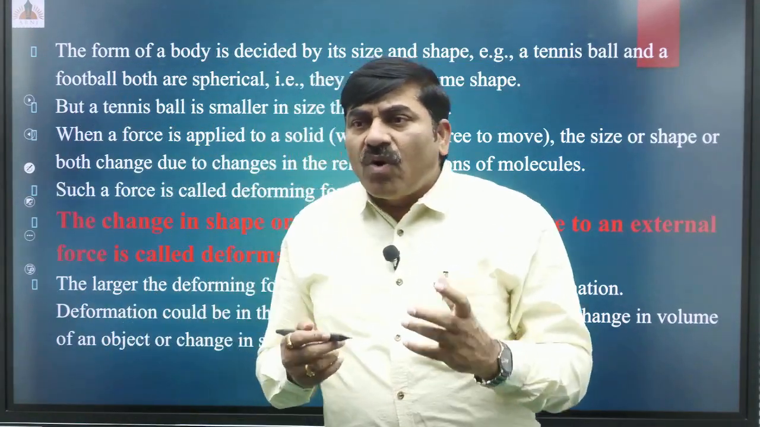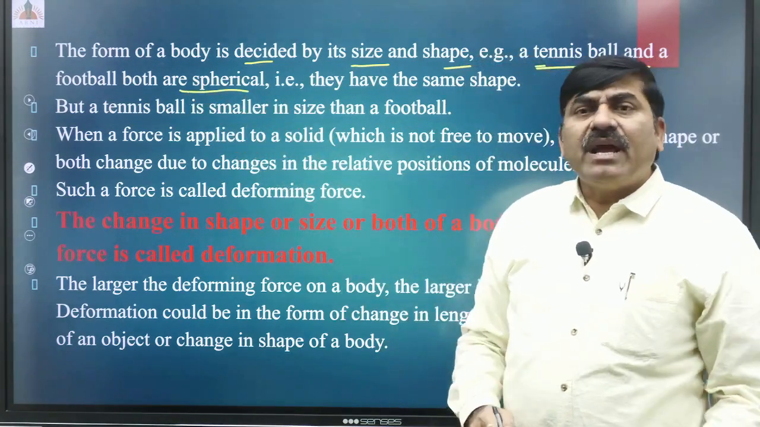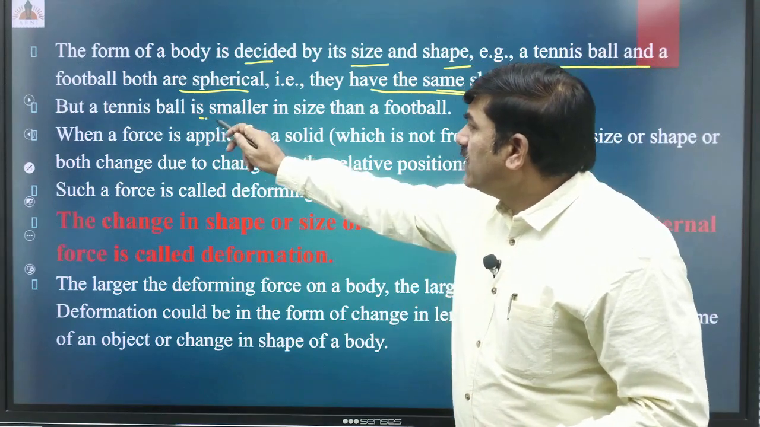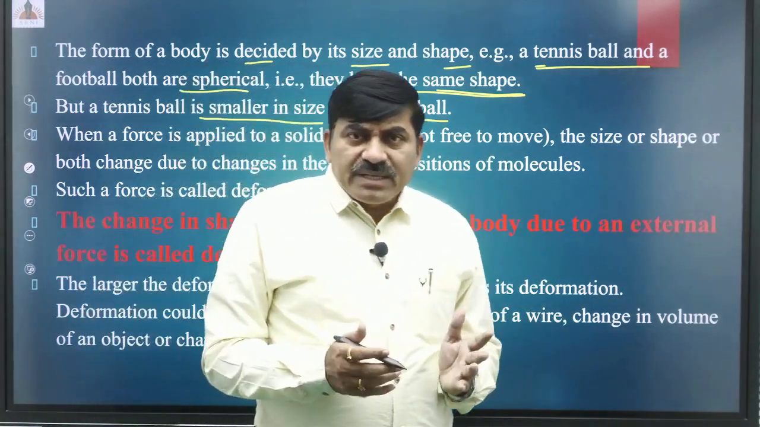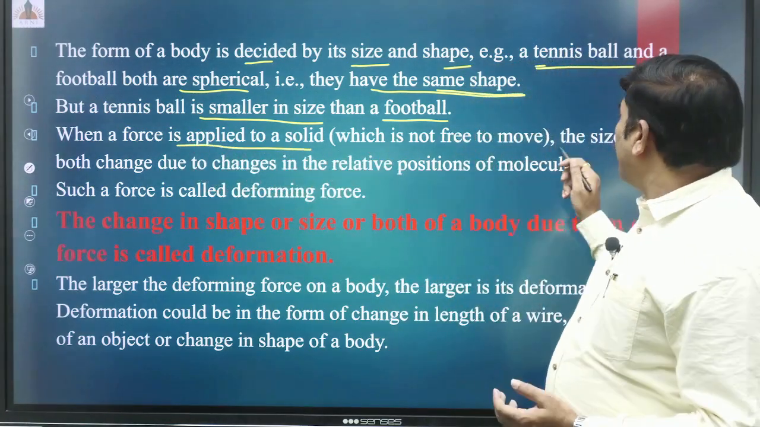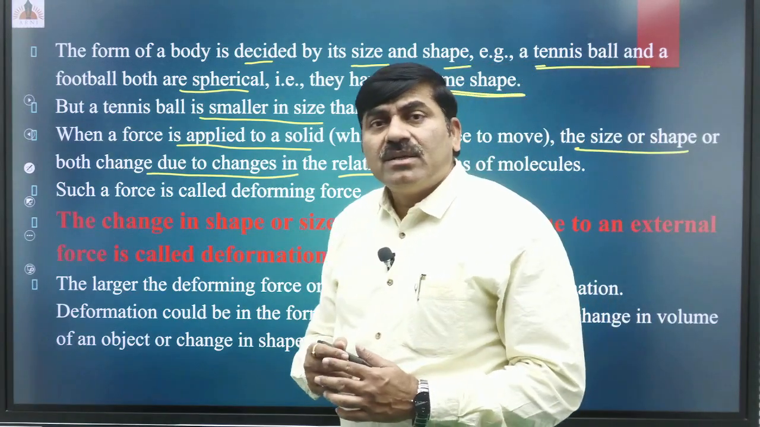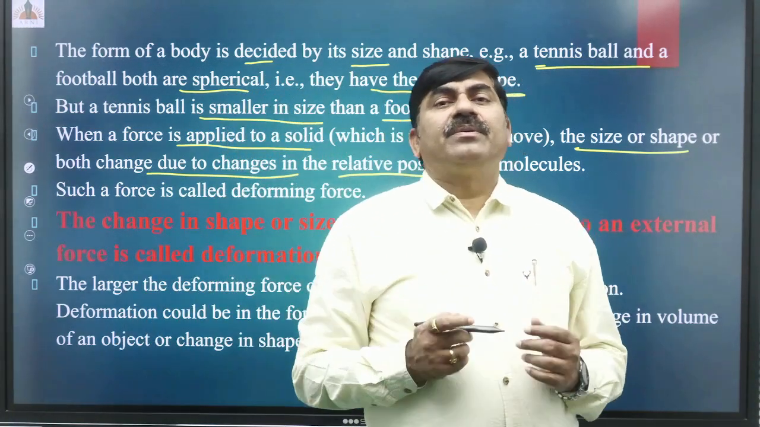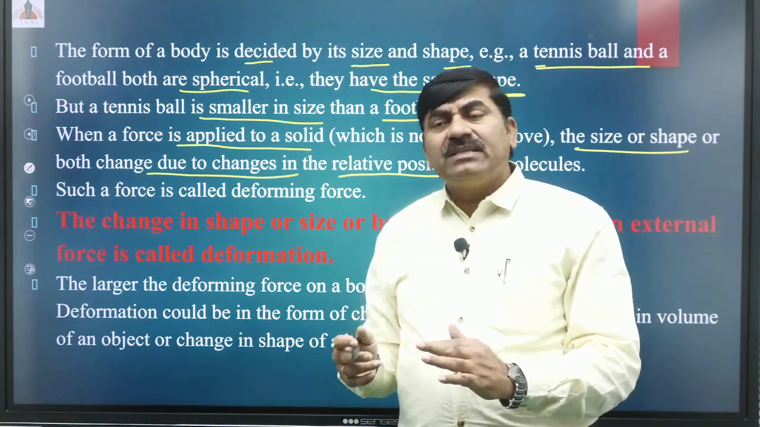So, therefore, the form of a body is decided by its size and shape. Suppose a tennis ball or a football is there, they are spherical in shape. So, they must have the same shape, but the tennis ball is smaller in size than the football. So, that means the size of the body depends on the particular object or how that object is used. According to that, when a force is applied to a solid, the size and shape of both change due to change in relative position. So, what happens when an external force is acting on a body? There will be a change in the shape, a change in the size, or it may change both. Shape also changes, size also changes.